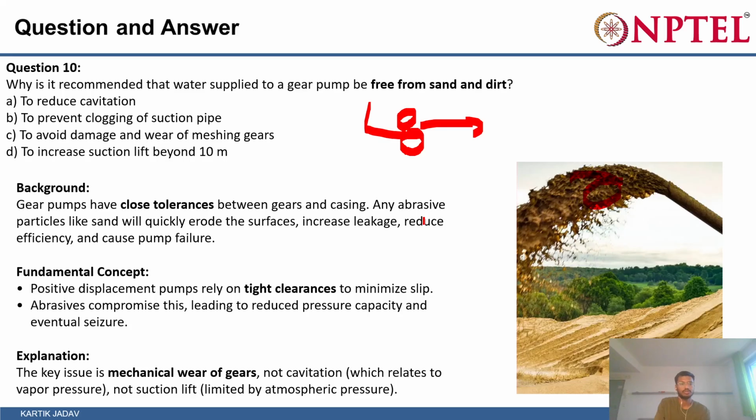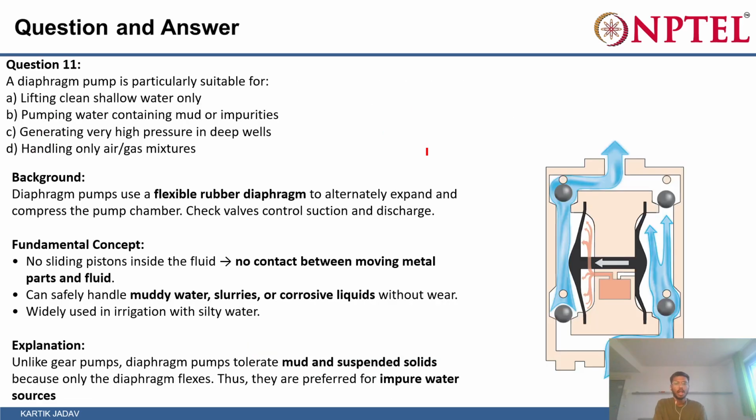So the key issue is the mechanical wear of the gears, and it is not cavitation, right? So the correct answer is to prevent clogging and obstruction, to avoid damage and wear of the gears. Correct answer is option C.